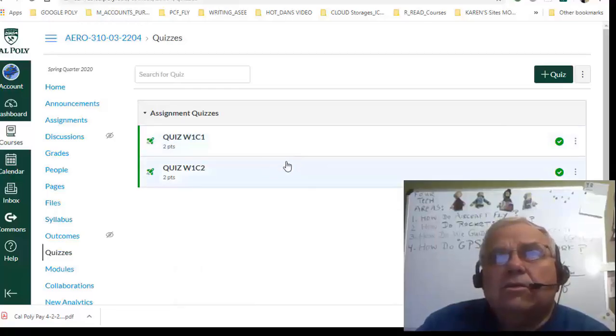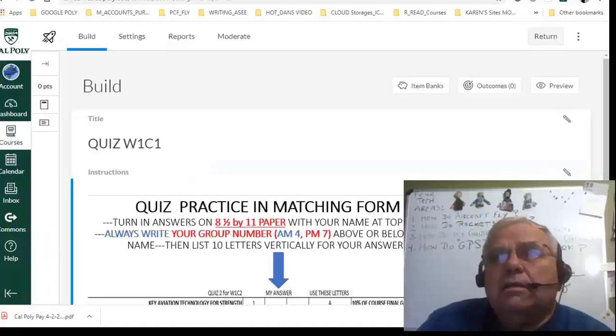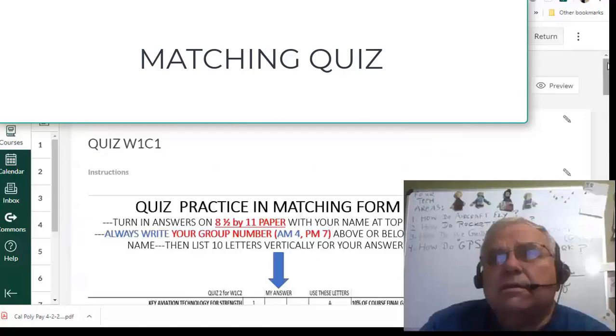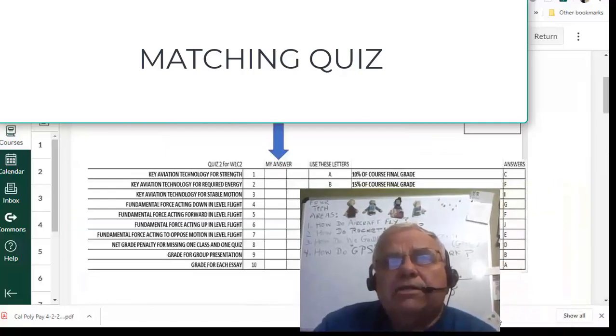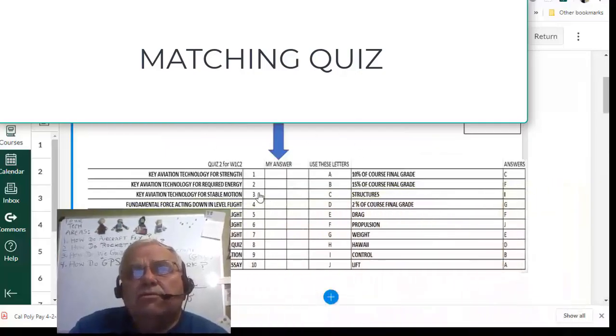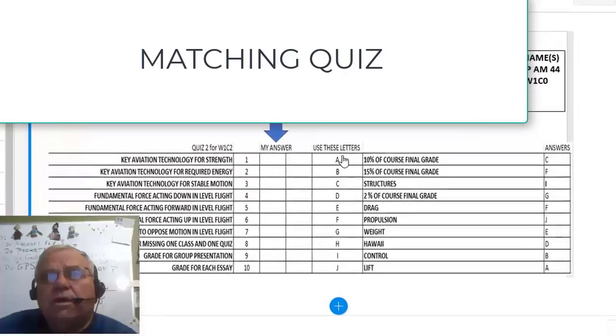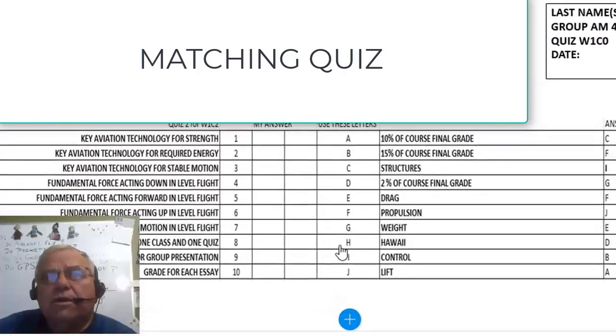Let's go ahead and look inside quiz 1 to see what it would look like. Here you can see what the quiz looks like when it comes up. It's a matching quiz where you have two columns, 1 through 10, with statements on the left, and then you have letters on the right, statements on the right.